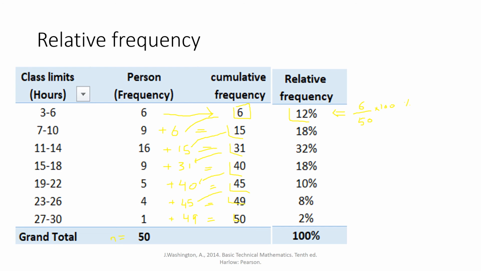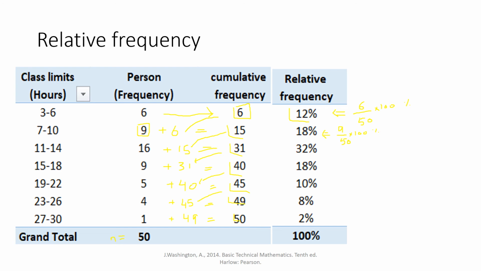Now I'm coming to 18. Frequency is 9. Where is my cursor? Okay. Frequency is 9, so 9 divided by the total number of values, multiplied by 100%. If we see this with a calculator, it will come this.